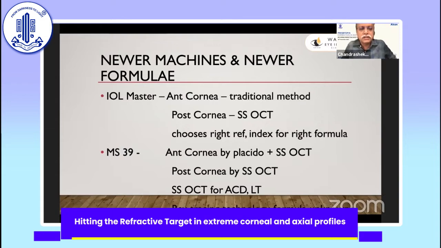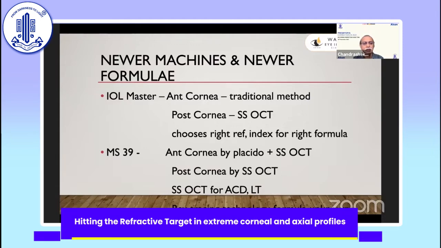IOLMaster 700 was the first to come with a very new technology, whereby the anterior cornea is measured by telecentric keratometry, which is a modification of the traditional method. And the posterior cornea is actually measured by SS-OCT. And it chooses the right kind of refractive index for the right kind of formula.